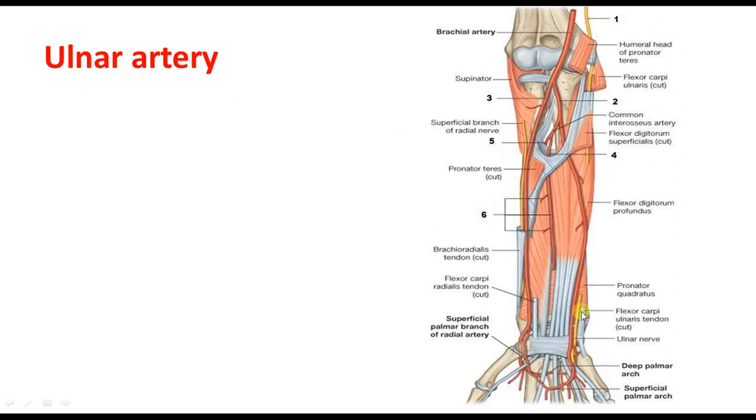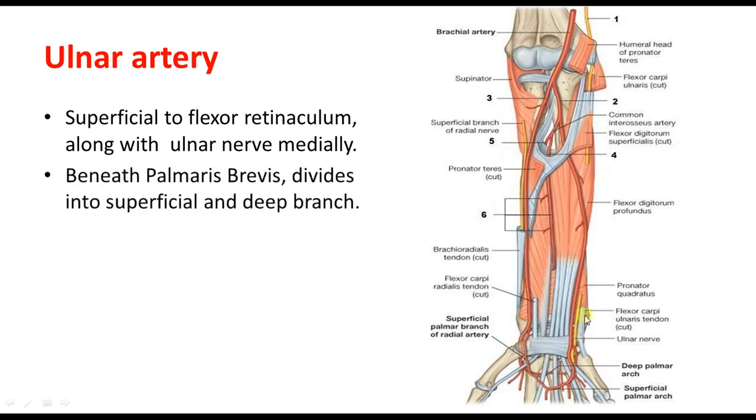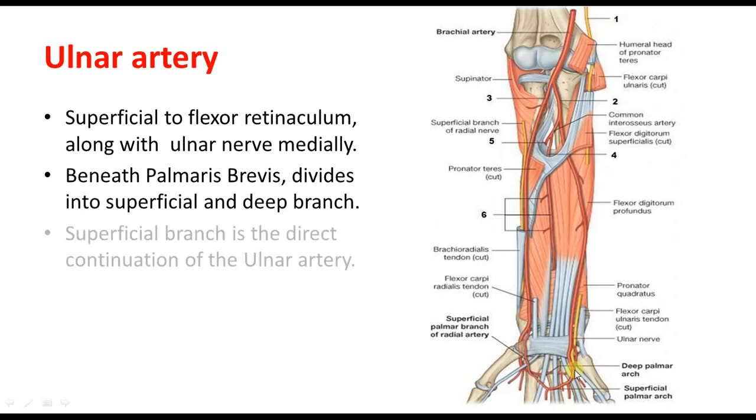If you look at the ulnar artery, it is passing superficial to the flexor retinaculum along with the ulnar nerve. The ulnar nerve is present medially, and more medially is the tendon of flexor carpi ulnaris. It runs deep to the palmaris brevis, and it divides like the ulnar nerve. It divides into a superficial branch and a deep branch. The superficial branch is the direct continuation of the terminal part of the ulnar artery.